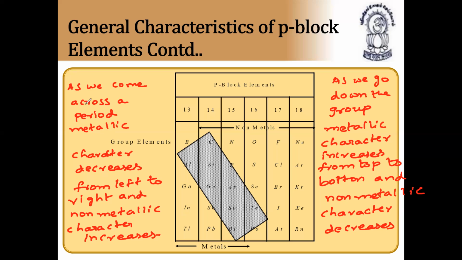So across a period, what happens? Across a period, metallic character decreases from left to right. Even if you take the first period, second period, third, fourth, fifth, sixth, seventh period, in all the periods, across a period, metallic character decreases from left to right and non-metallic character increases. Whereas down the group, non-metallic character decreases and metallic character increases. So metallic character increases from top to bottom and non-metallic character decreases.